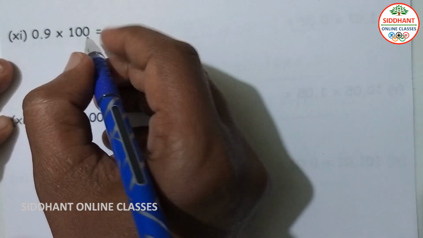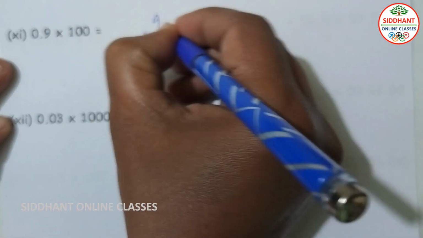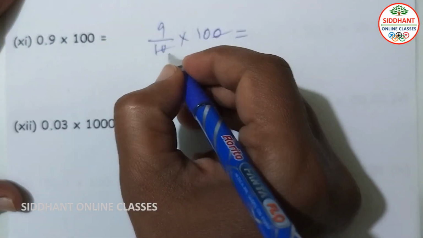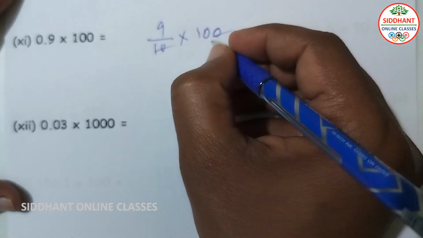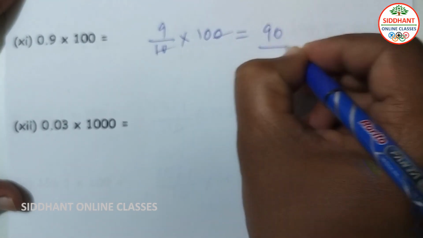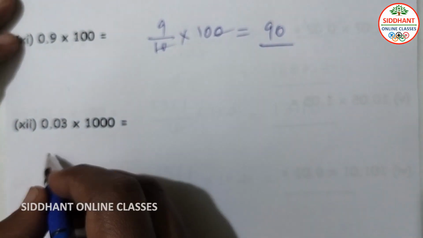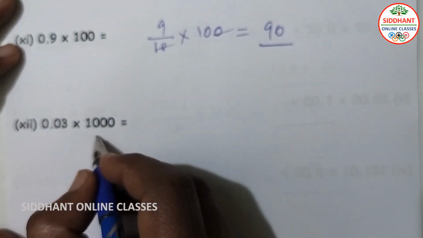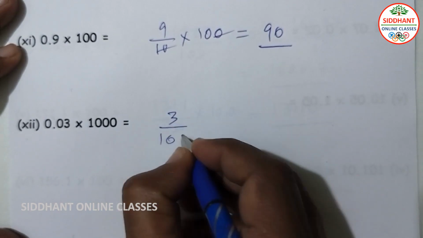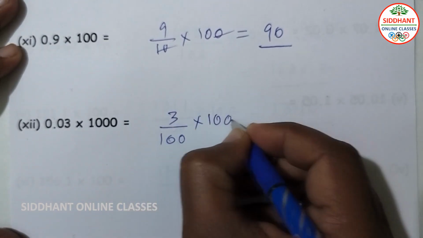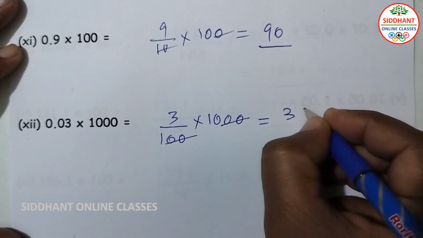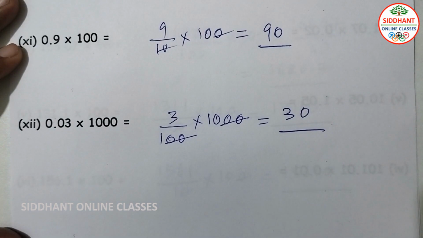11th one, 0.9 into 100. 9 by 10 into 100. 0 0 cancel. So here we get 90. Next 0.03 into 1000. 0.03 can be written as 3 by 100 into 1000. So 100 here, 100 cancel, we get 30 here.